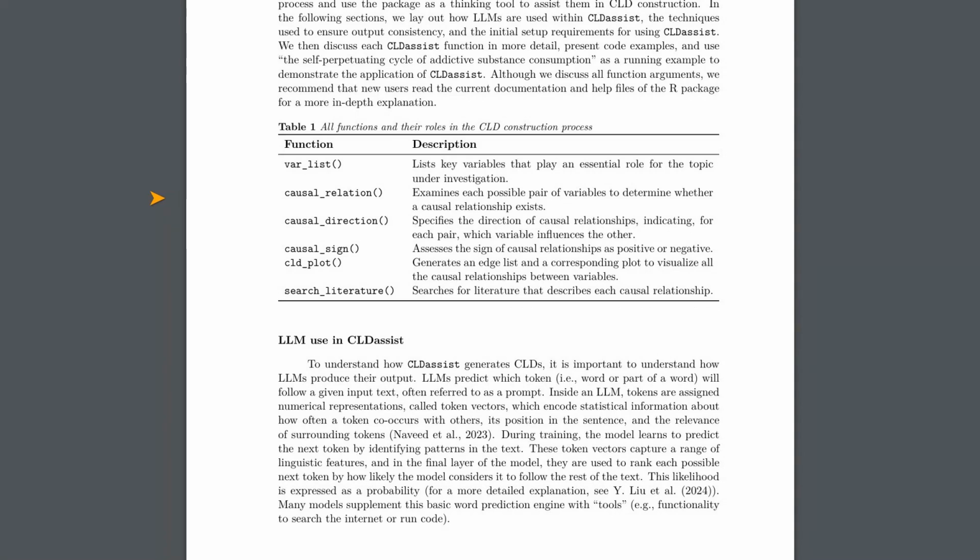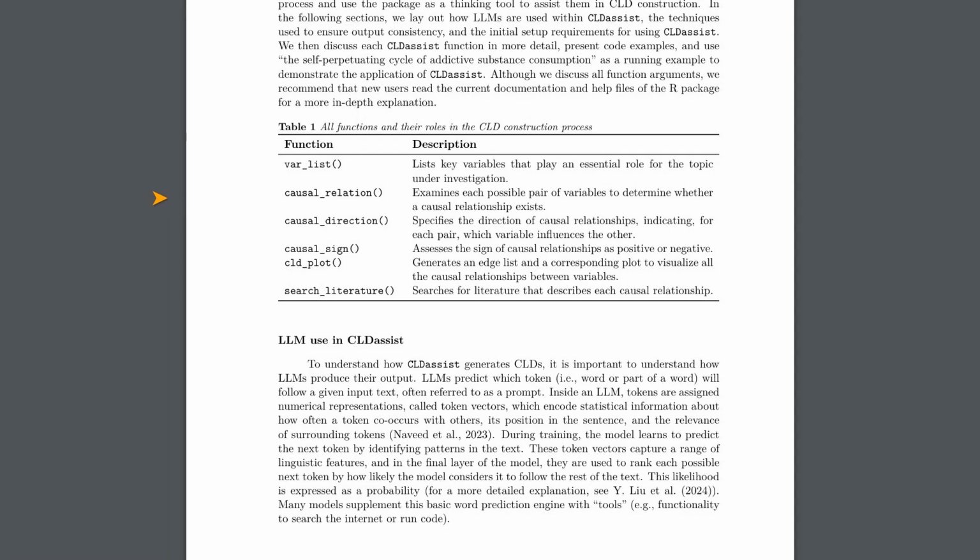The paper also highlights how this can help with really massive problems. Imagine trying to map out all 113 DSM symptoms for mental disorders. Doing that manually would take nearly 44 days of continuous work for experts. CLDassist can generate an initial diagram for that in just one day.